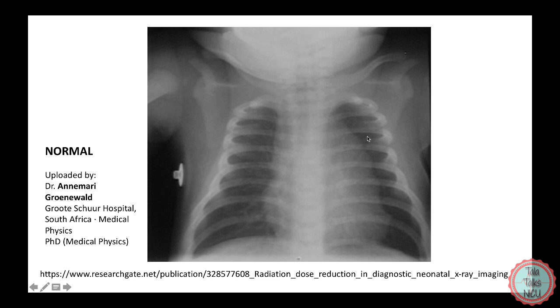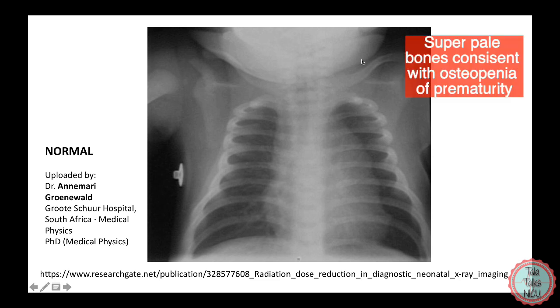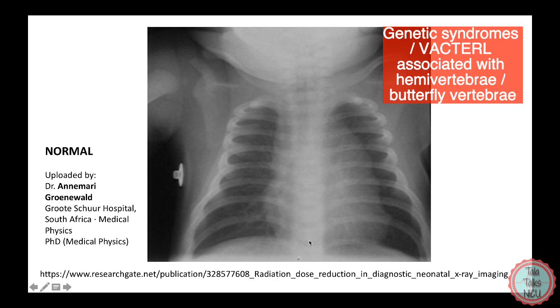Also, get used to how white the bones look. Obviously, this is going to depend on the exposure, but generally, if the bones are really super pale, then you are worried that the baby could have some level of osteopenia. Also, get used to checking the vertebrae. Are they rectangular and similar heights? Sometimes the vertebrae are made abnormally. So for example, you could have a butterfly vertebra, which literally looks like a little butterfly. This can be associated with some genetic issues as well.